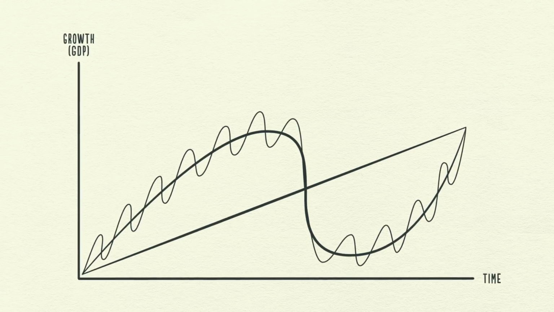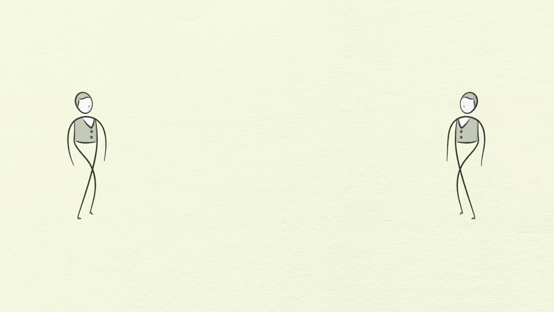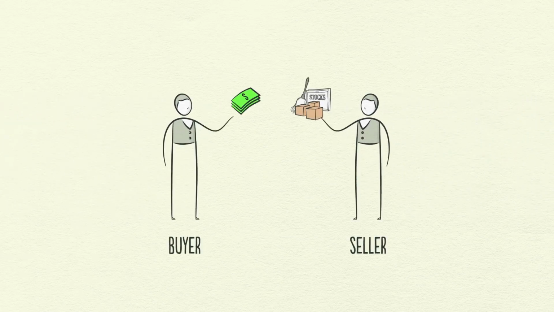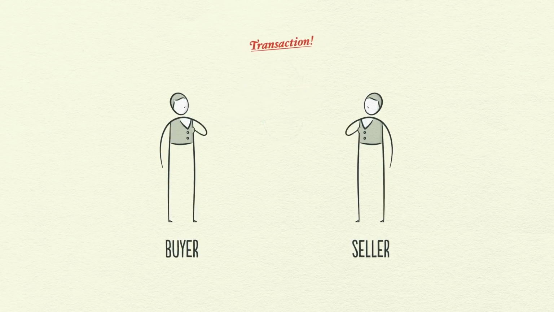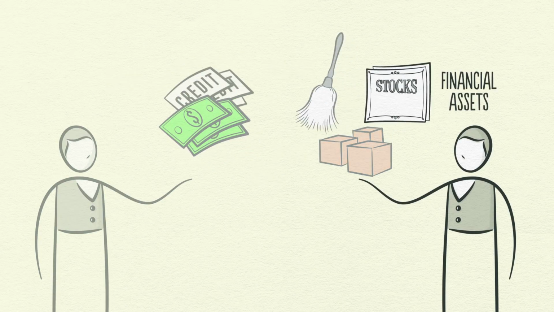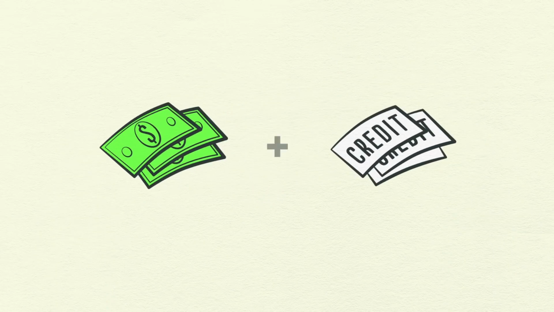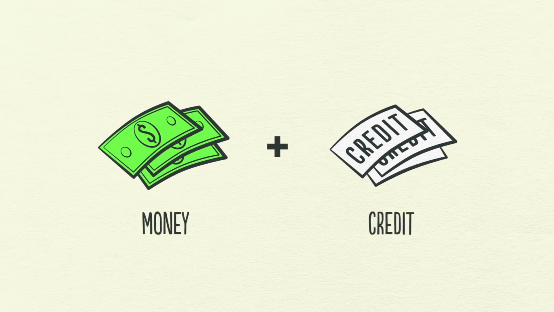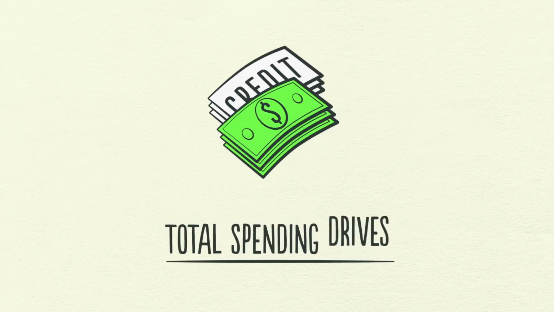Let's start with the simplest part of the economy, transactions. An economy is simply the sum of the transactions that make it up, and a transaction is a very simple thing. You make transactions all the time. Every time you buy something, you create a transaction. Each transaction consists of a buyer exchanging money or credit with a seller for goods, services, or financial assets. Credit spends just like money, so adding together the money spent and the amount of credit spent, you can know the total spending. The total amount of spending drives the economy.